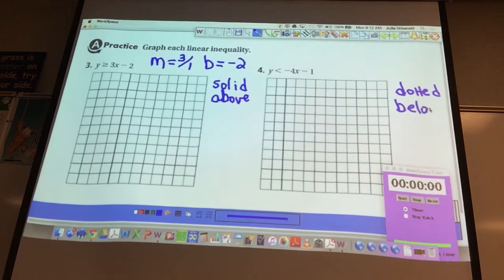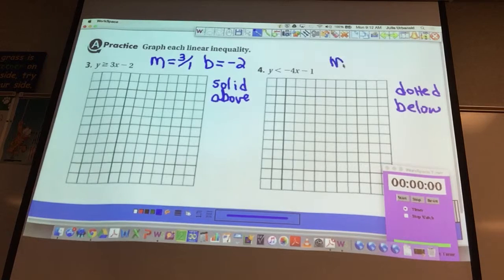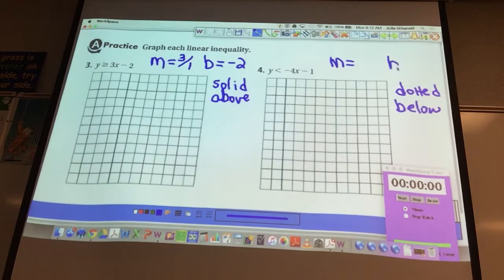Alright, so figure out your M, figure out your B, and graph number 3. Start with number 3 and then we'll check it. Turn the page, your graph should be on it.